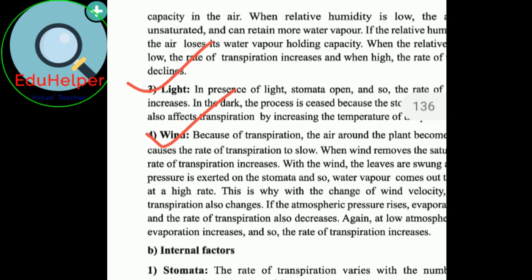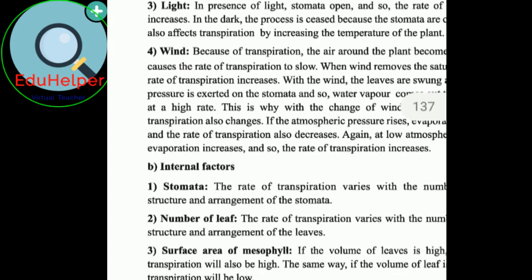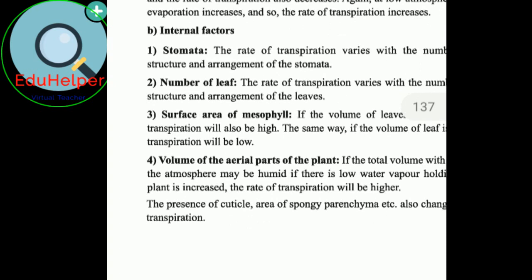If the atmospheric pressure rises, evaporation declines and the rate of transpiration also decreases. Again, at low atmospheric pressure, evaporation increases, and so the rate of transpiration increases. Next, now I'm going to describe different kinds of internal factors like stomata, number of leaves, and surface area of mesophyll. First of all, stomata.